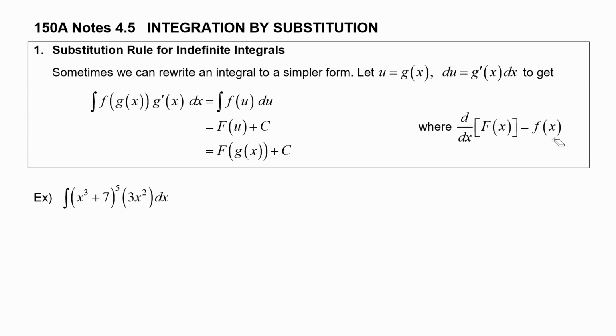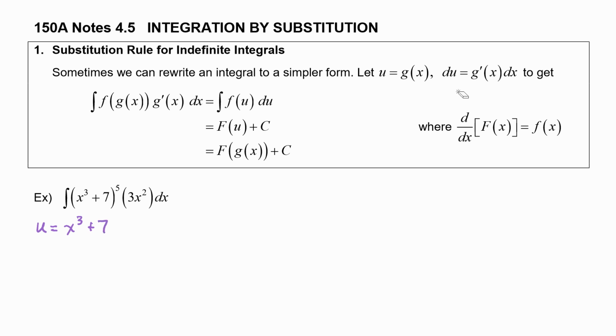Let's try an example here. We have the integral of the quantity x cubed plus 7 raised to the 5th power times 3x squared dx. Without substitution, we couldn't easily evaluate this integral, but here's the substitution we'll want to do. Remember, whatever the inside function of the composite function is, that's who we want to put equal to our new u variable. So in this case, we're going to let u equal x cubed plus 7.